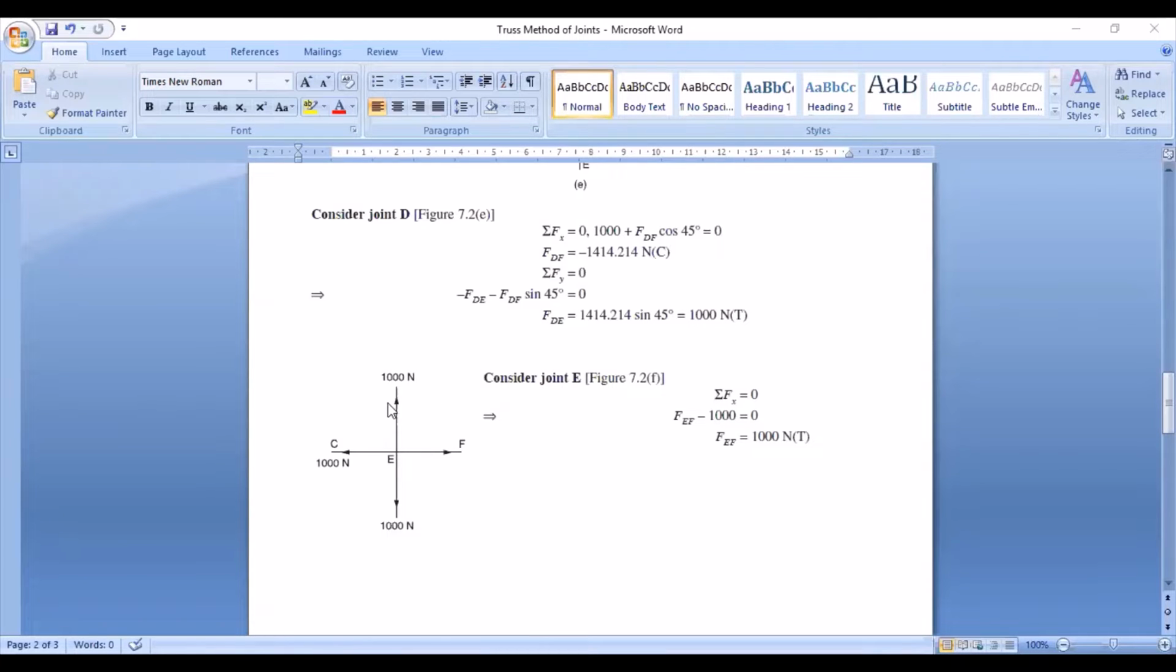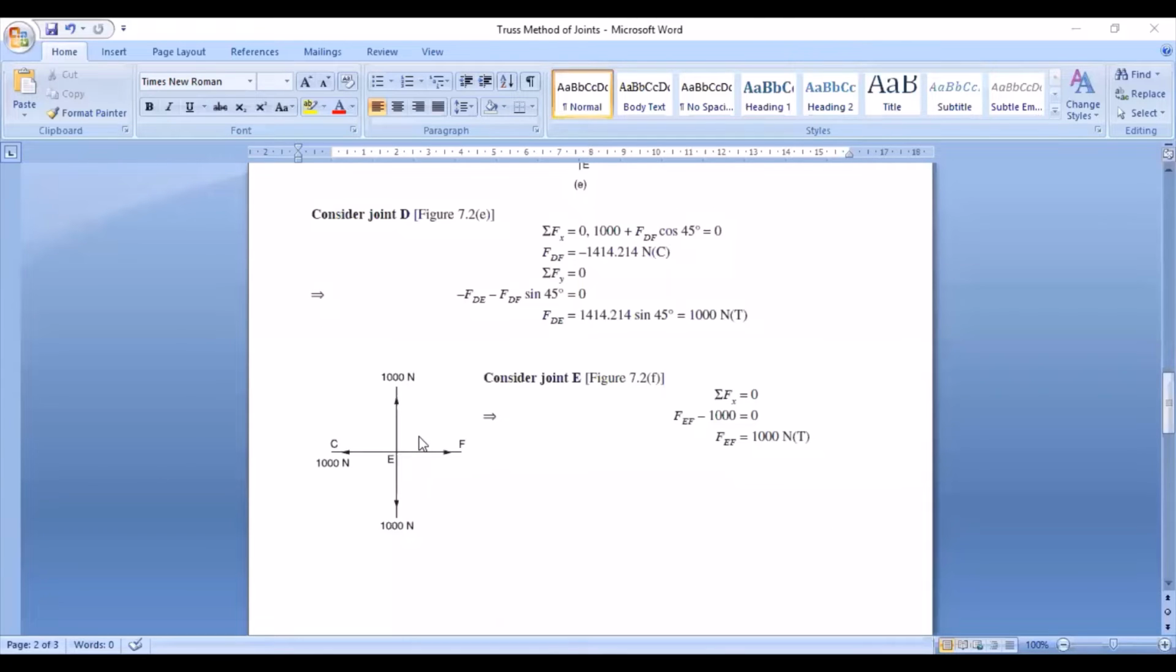Therefore, you have four forces here, in which you have two horizontal, two vertical. And if you have a close look at the vertical forces, 1000 up, 1000 down, so it becomes 0. And for sigma Fx, two forces: FEF is rightwards, so positive. This is leftwards, so it is negative. So when you rearrange the terms, you get FEF is equal to 1000, with positive sign, which means that the direction assumed is exactly right.